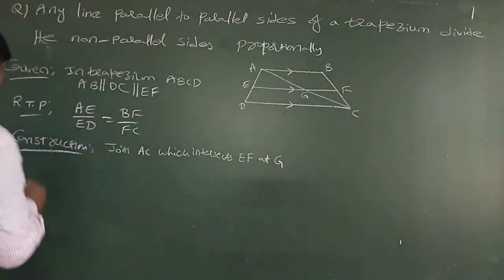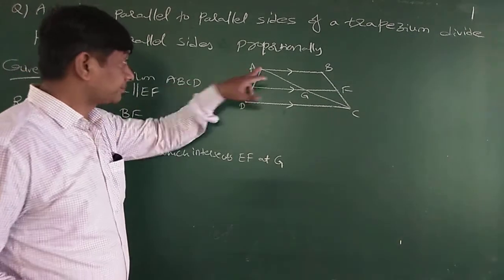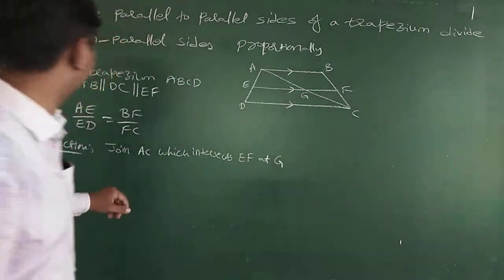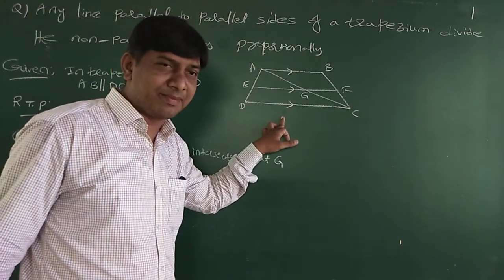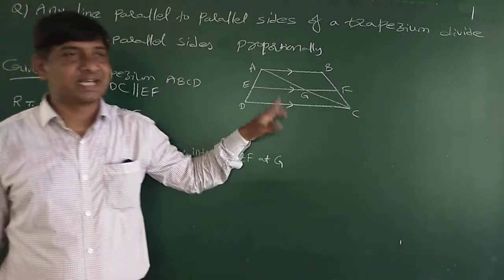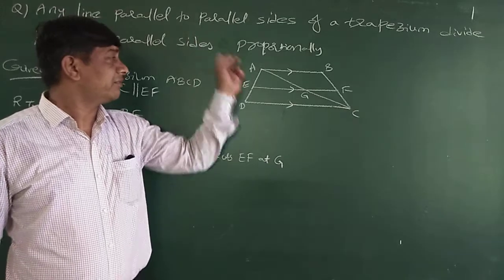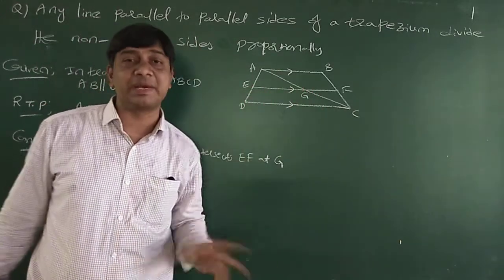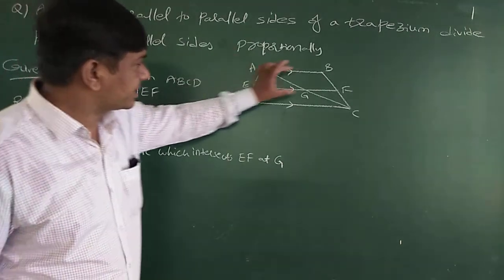Okay, now the proof. Understood so far? See here, ABCD is a trapezium. In this trapezium, AB is parallel to DC. In a trapezium, any one pair of opposite sides is parallel. So in that, I have drawn one line which is parallel to the given parallel sides. Now I have to prove that AE by ED is equal to BF by FC.